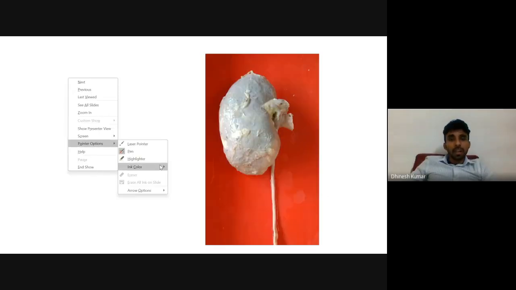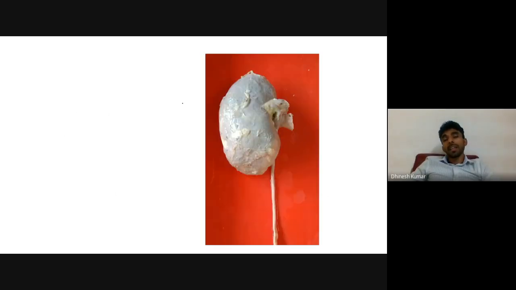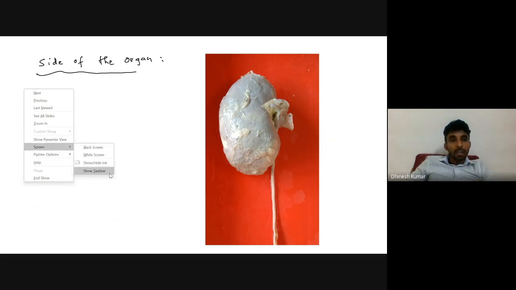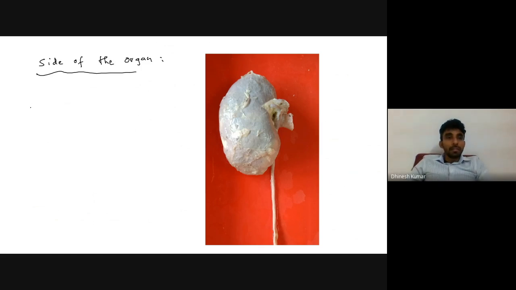Part of discussion. Can you please try to identify the organ given here? Sometimes the question may be to identify the side of the given organ. You will know this is a kidney, isn't it? This is a specimen of kidney, right? Can you tell me whether this is the right kidney or left kidney? That's my question. Yes, this is the kidney of the right side.